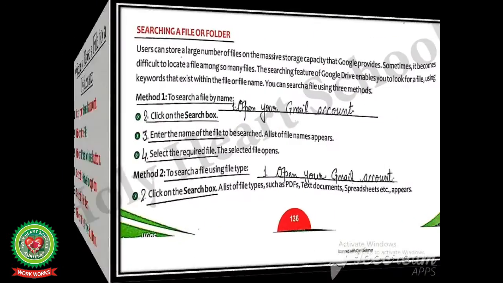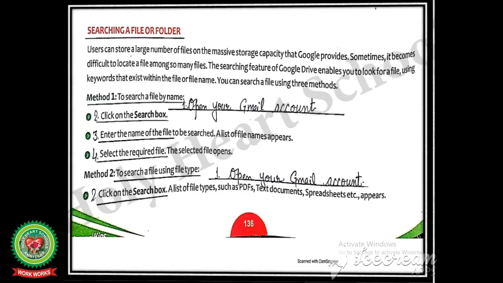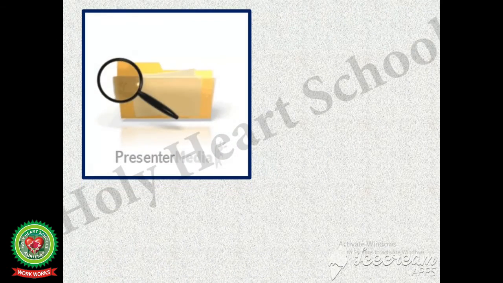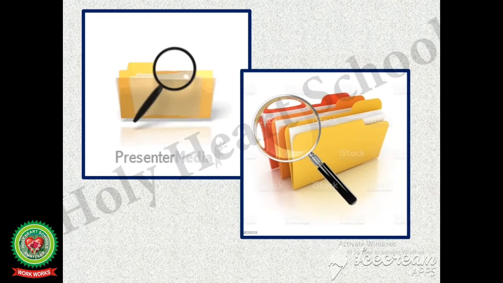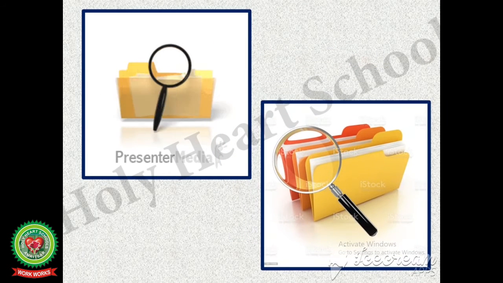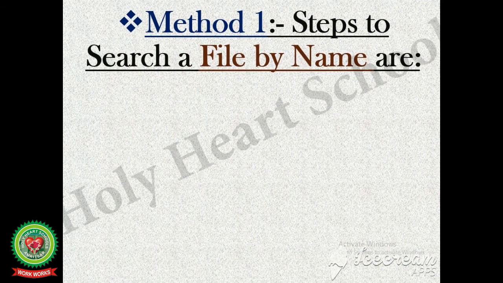Our third topic is searching a file or folder. Searching means to look for a file using keywords that exist within the file or file name. There are 3 methods to search a file. The first one is steps to search a file by name.